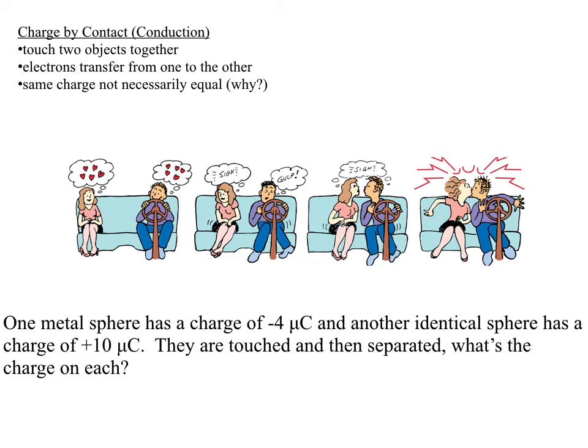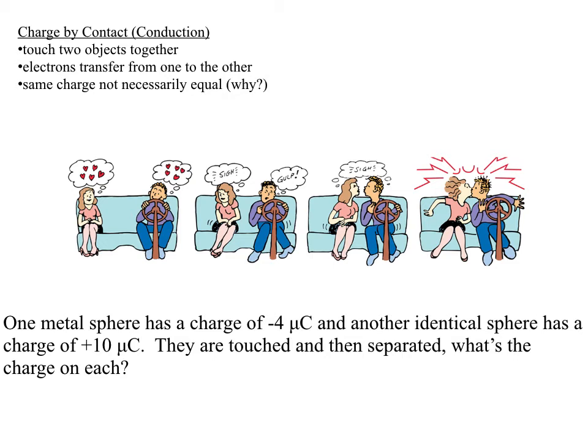The two major things to keep in mind when we're doing charge by conduction and charge by contact is that, number one, the charged object that I'm going to touch to it, the charge on the new object becomes the same as the charge on the old object. For example, I'm going to have a positively charged rod.